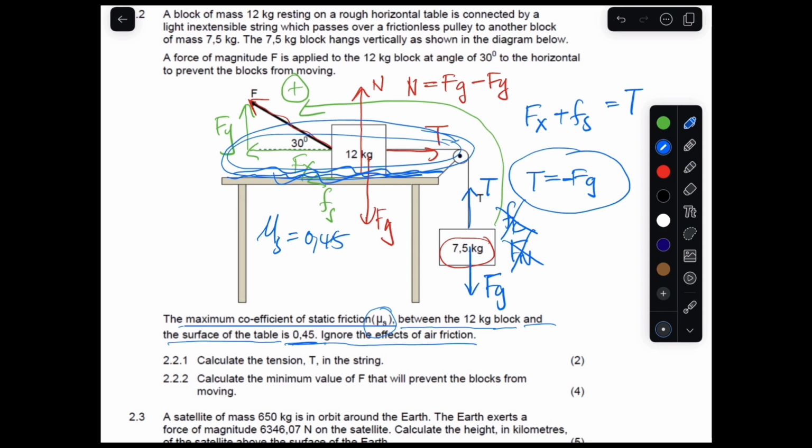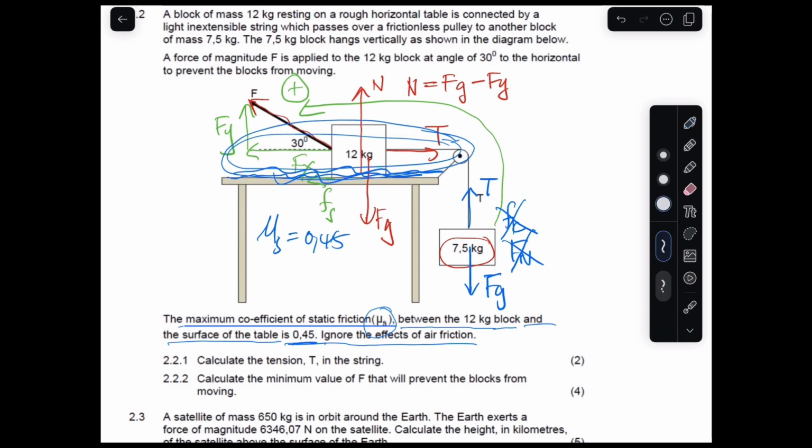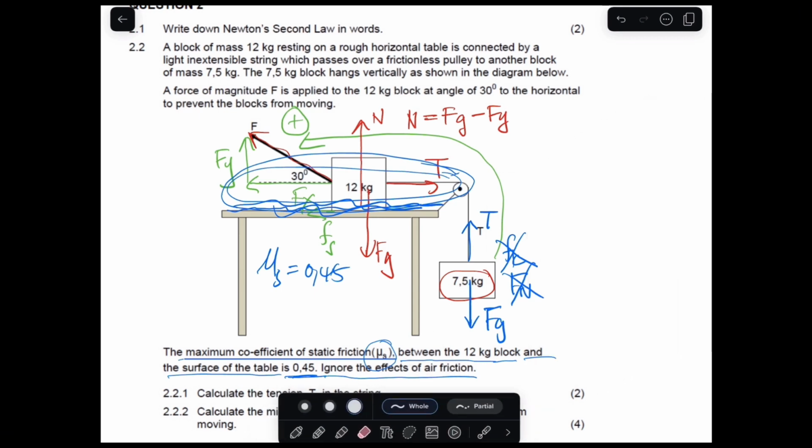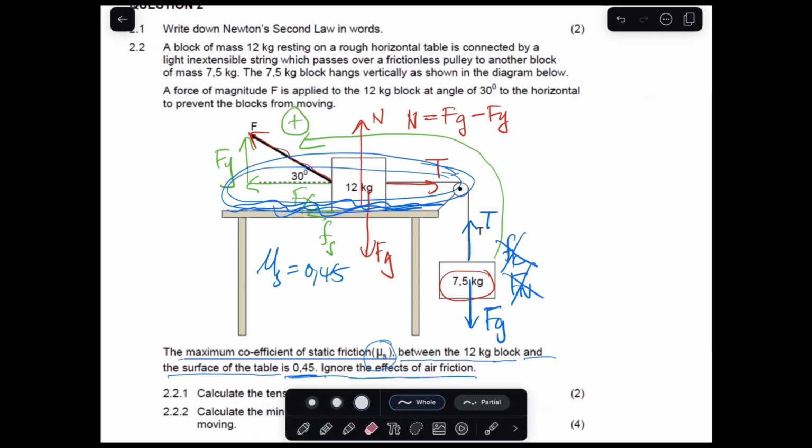Okay, guys, I would like to draw the free body diagrams of both because it's very important, even though they are not asked here. They are free body diagrams. Okay, let's draw the free body diagram of the 12 kg. Let me erase that, make it neat. Erase all the unwanted stuff.